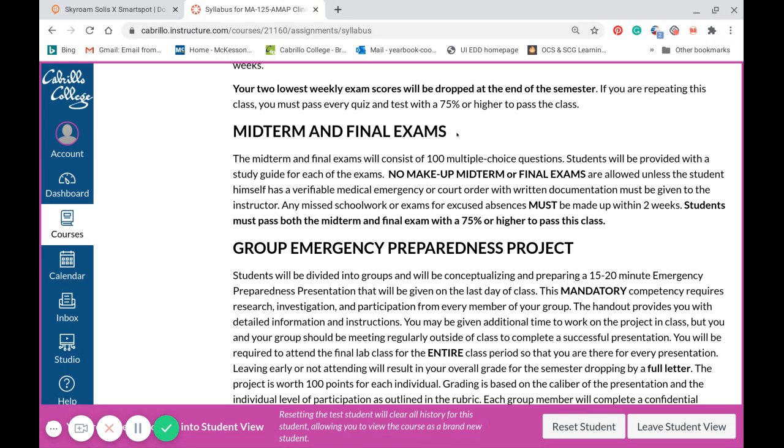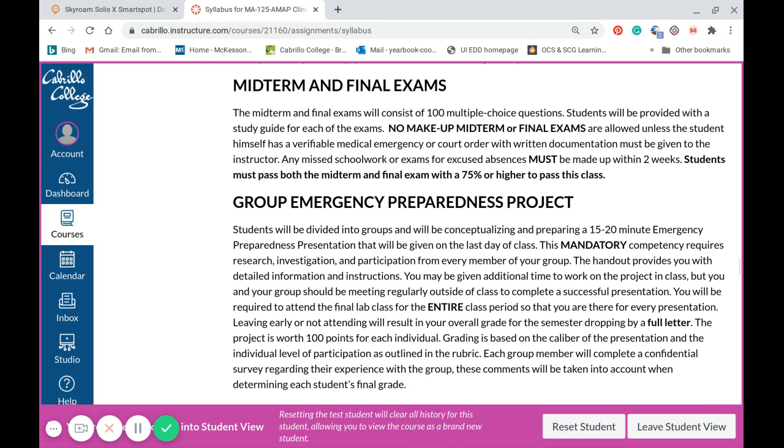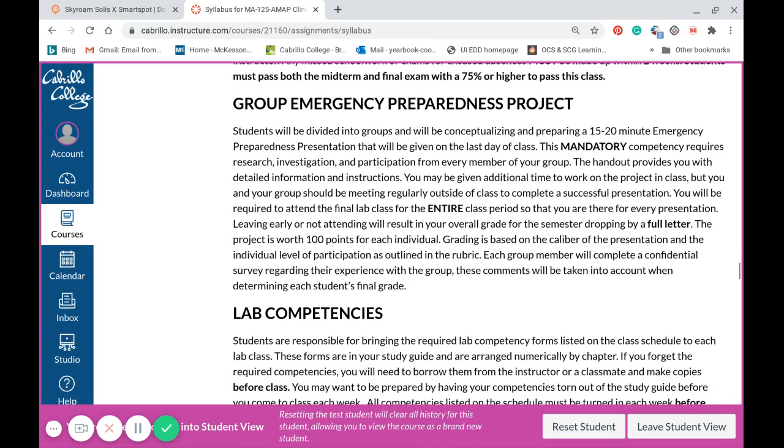There's going to be one midterm and one final exam. They're each 100 multiple choice questions. We will provide you with a study guide before each exam so you'll know what to study. There's no makeups on those unless you have a verifiable good reason. On the midterm and the final exam you have to score at least a 75% to pass the class. So you definitely want to study for those and prepare well for them.